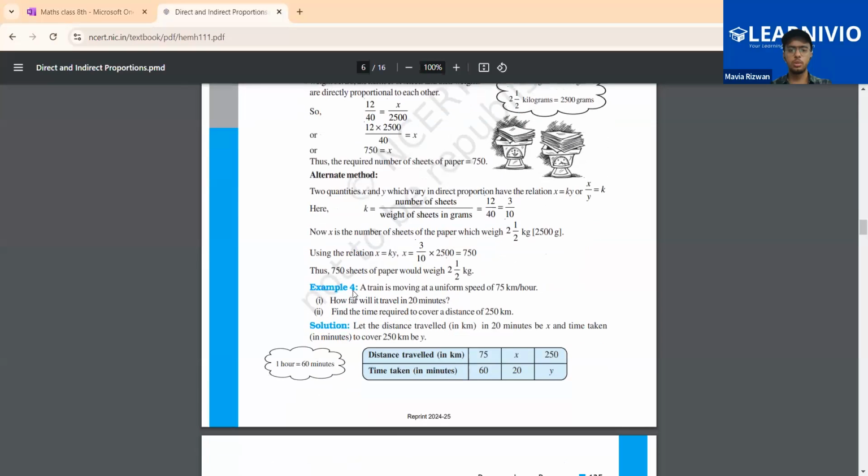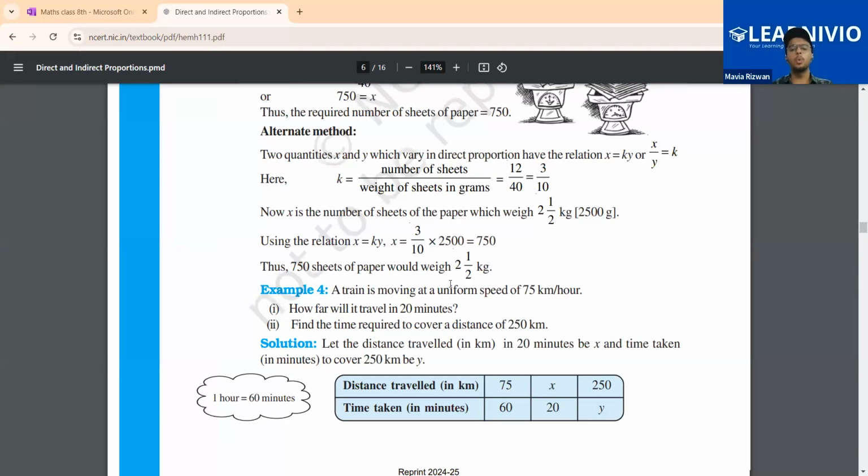So we have example number 4. A train is moving at a uniform speed of 75 kilometers per hour. How far will it travel in 20 minutes? Find the time required to cover a distance of 2,005 kilometers. Okay, so now I want all of you to try this question by yourselves. Do the questions by yourself.